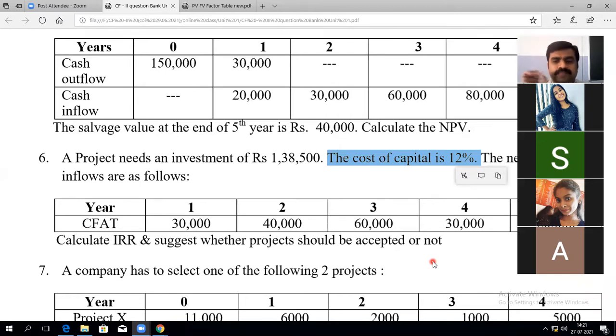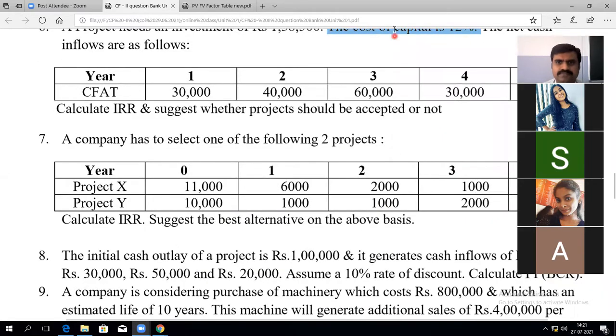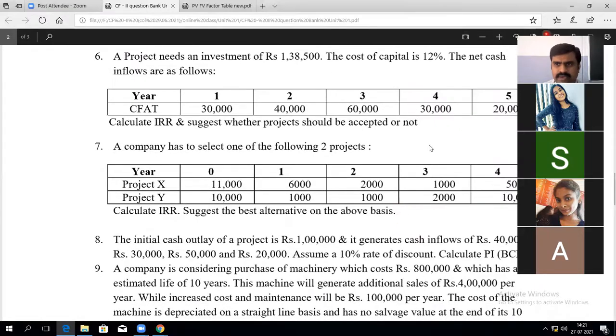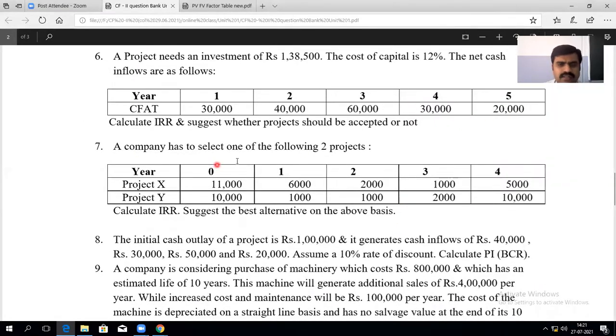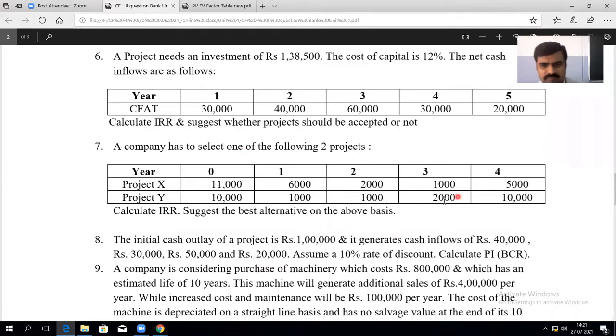Okay, so now question number 7. Here he has given two projects, project X and project Y. Then he has given cash flows for how many years? 4 years. That means the life of the project is only 4 years.